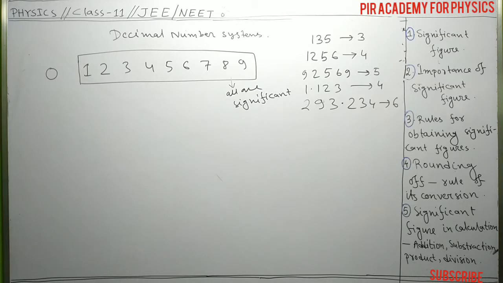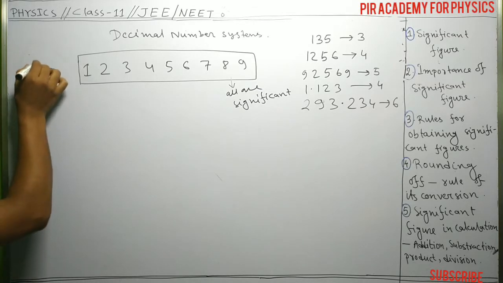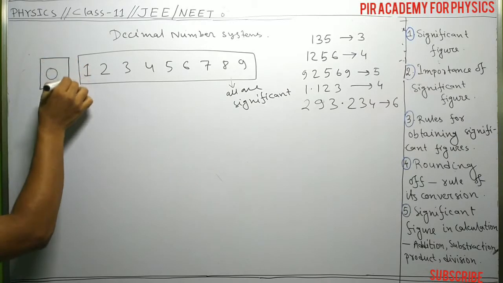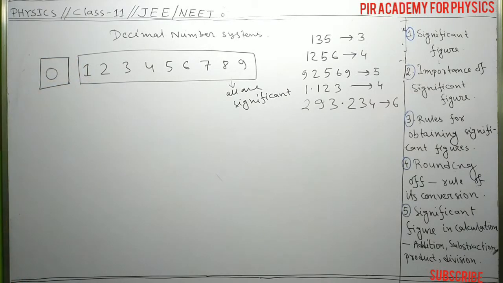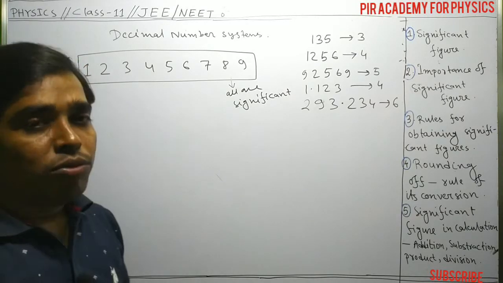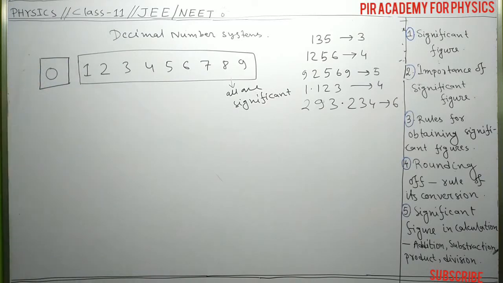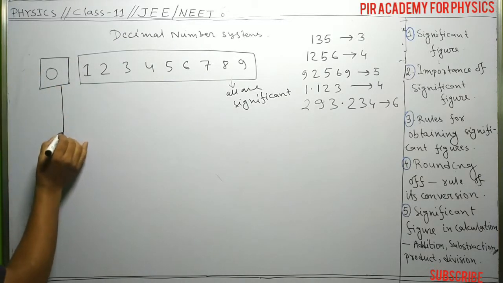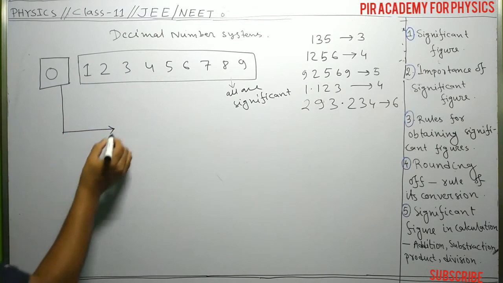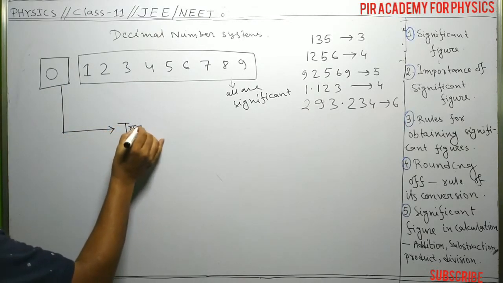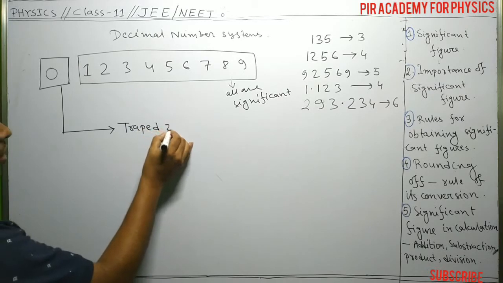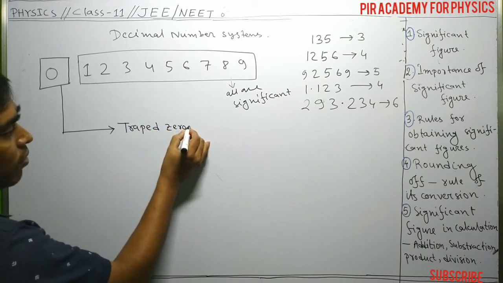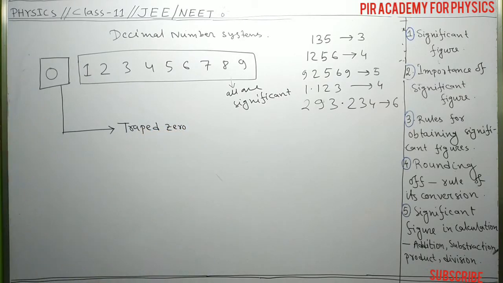Then this 0 is always not a significant figure. You have to know the rule about it. The rule is that it must be a trapped 0. What is a trapped 0?